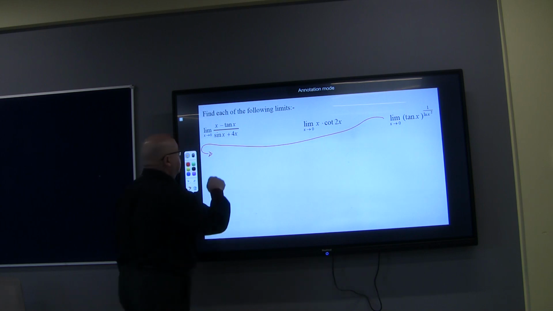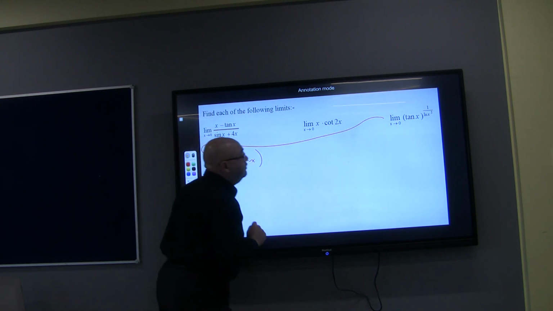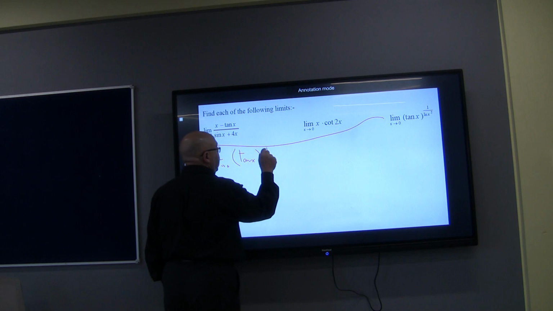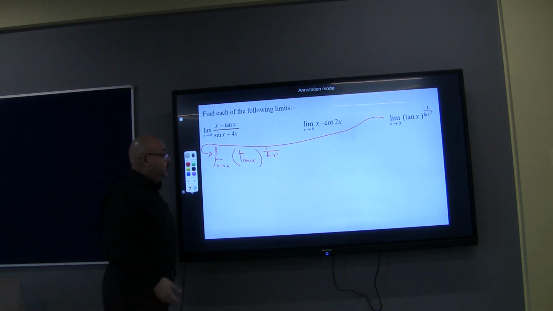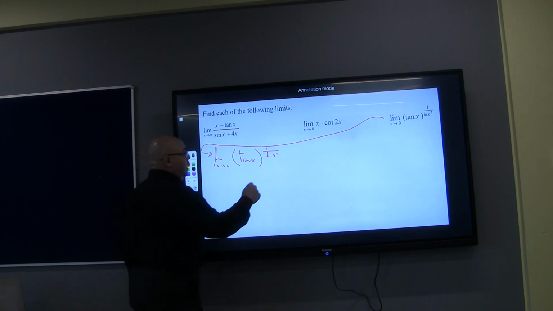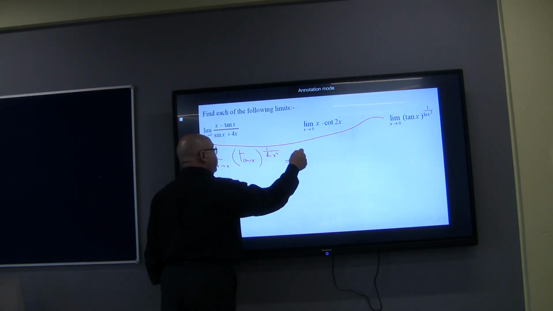I'm talking about this problem, which says limit x tends to 0 of tan x to the power of 1 over ln x squared. If we try to substitute, you will have the following. It's going to be 0 to the power of infinity.